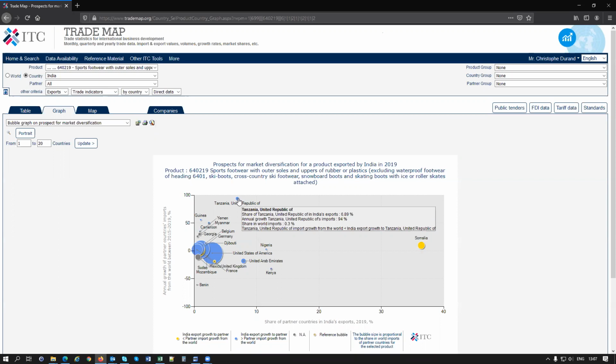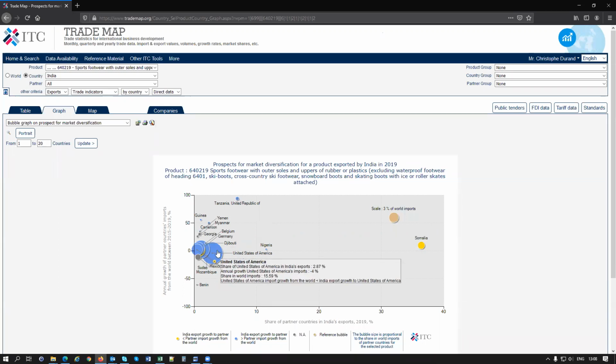On top of this, the color of the bubble means something important here. It means whether India is gaining or losing market shares in the countries. So let me take the example of USA, for instance. What we can see is that the share of USA in India's exports is 2.87%, which is why it's on the left side of the graph. Fine. So it's not an important client.